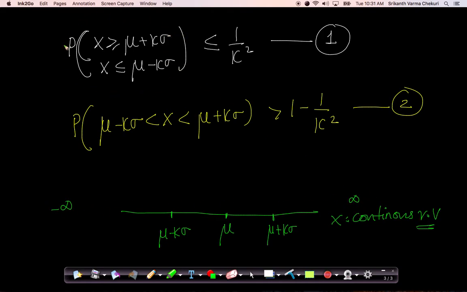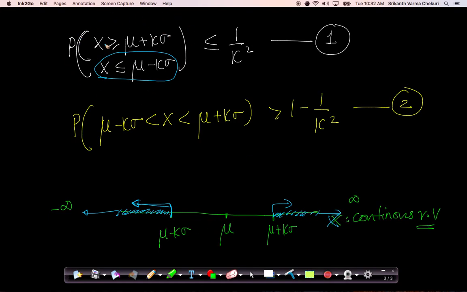What is the first probability saying? The first probability is saying, right, that the probability of the values falling in this region, x less than equal to mu minus k sigma, which means this whole region, right? And x greater than equal to mu plus k sigma, which means this whole region, right? So the probability that your random variable x lies from this value towards minus infinity, this whole region or this whole region, what does this say?